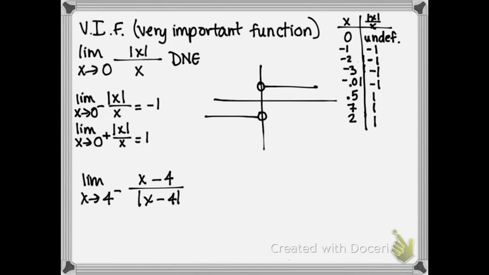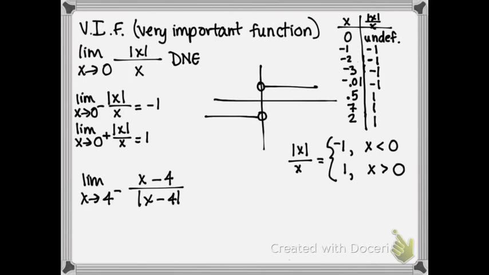One more very important thing about this function is that it can be written as a piecewise function. So this guy is equal to the piecewise function. The function equals -1 when x is less than 0, and the function is equal to 1 when x is greater than 0.